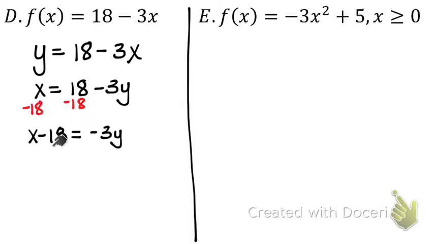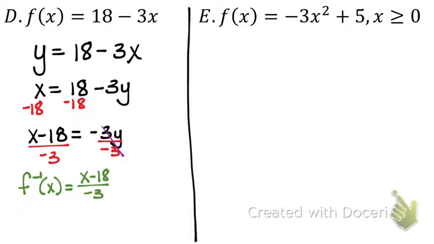And then their last step for this one would be to divide everything by -3. So there's 2 different ways that you could write your answer for full credit. The first way would be to just leave it as a fraction. So on the quiz next week, if you said the inverse function was just x minus 18 over -3, I would give you full credit for that. You could also separate it into 2 fractions and say -1/3 x plus 6. So that would be 2 different ways to write the inverse function.